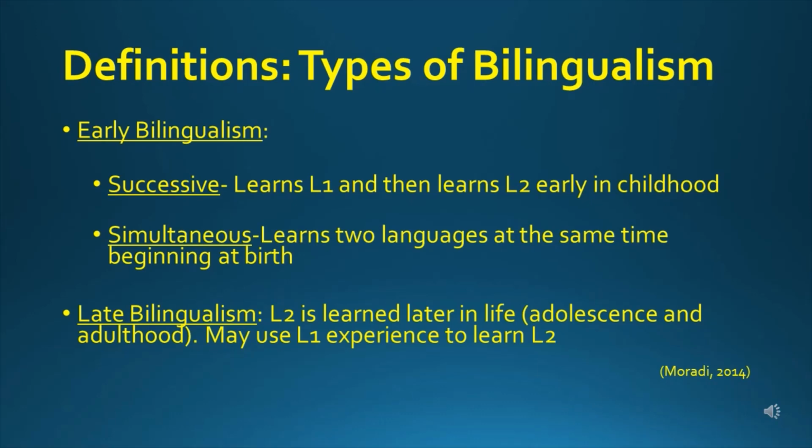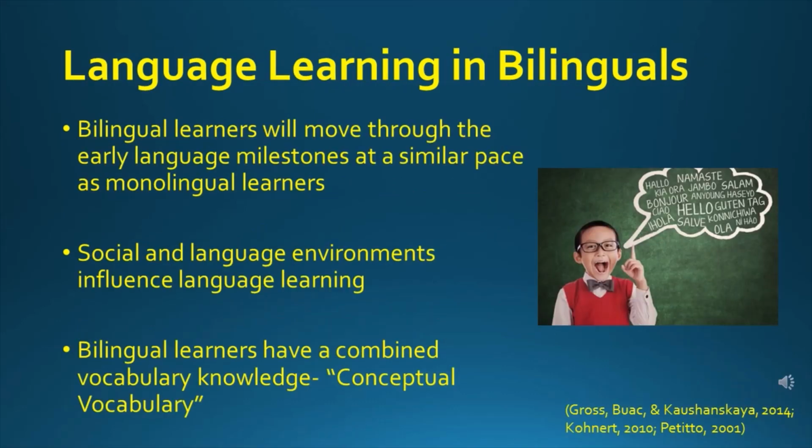Learning two languages, whether it is successive or simultaneous, is quite a natural process for children. Bilingual learners with equal and sufficient exposure to both languages will learn both of their languages at a similar pace as children who learn only a single language from birth. The research shows that bilingual learners will use first words and word combinations at the same ages and for similar communicative purposes as monolingual children. Any differences between their two languages can be attributed to differences in the child's social and language environments.